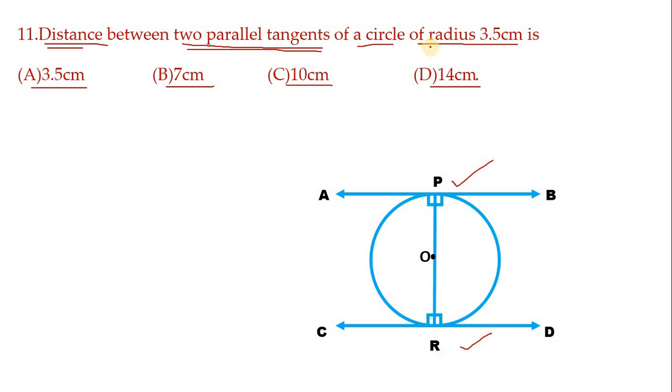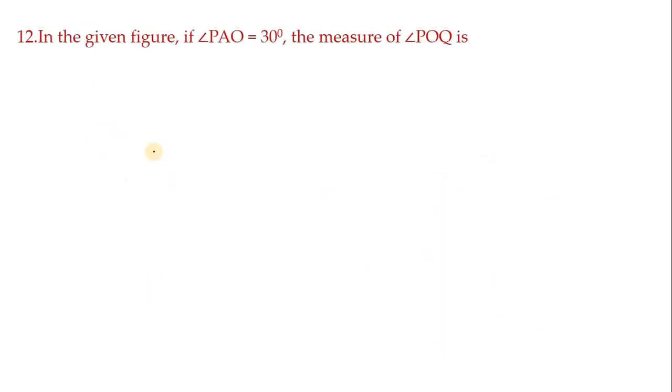Now, the radius is given here. Assume OP is the radius and it is 3.5 centimeter. Now what will be the distance between these two tangents? Up to here it is 3.5 and this is also 3.5. So you have to add 3.5 to 3.5. So we will get 7 centimeter. Move on to the next one.